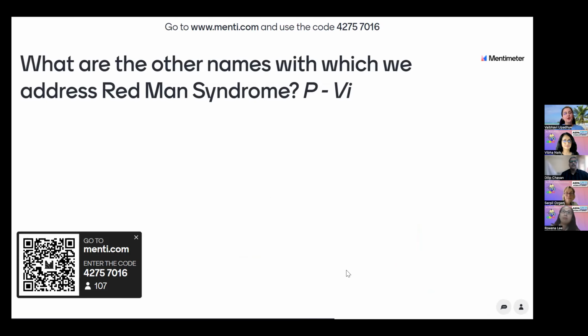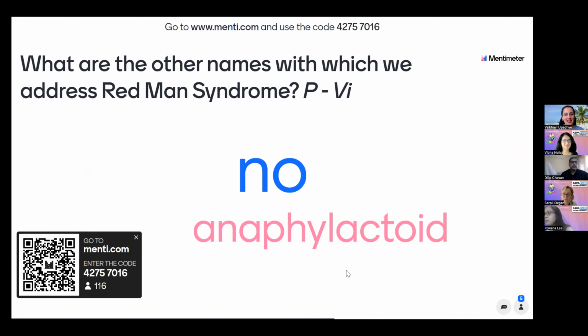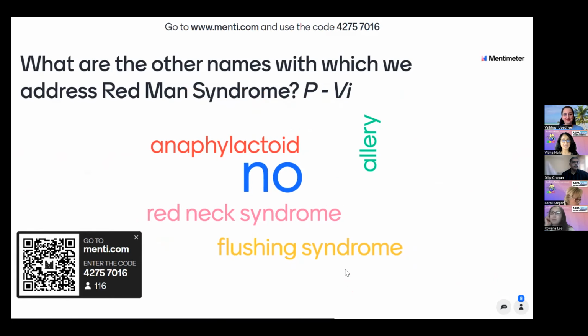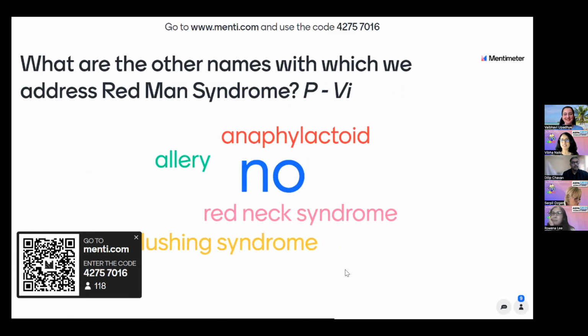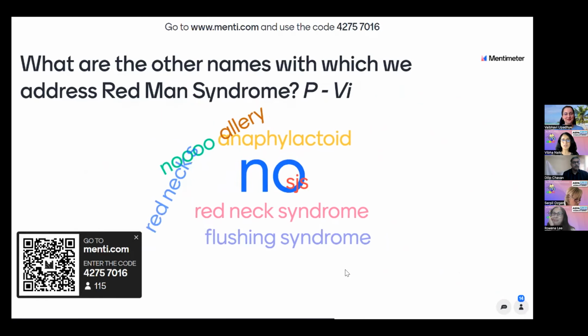So my question to all of you: you have heard about it, but do you know any other names with which red man syndrome is addressed? Do you know what other names are commonly used for this? And I would invite Dr. Vibha to enlighten everyone. So a few names have started coming in. You've already mentioned red man syndrome.